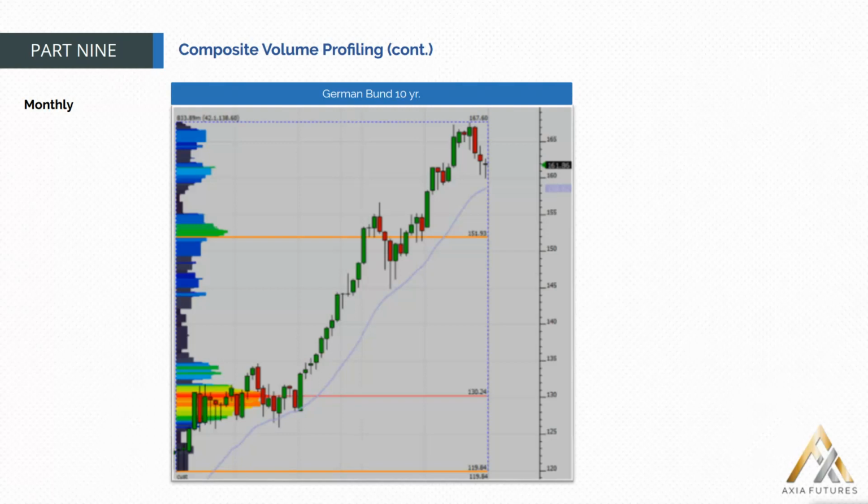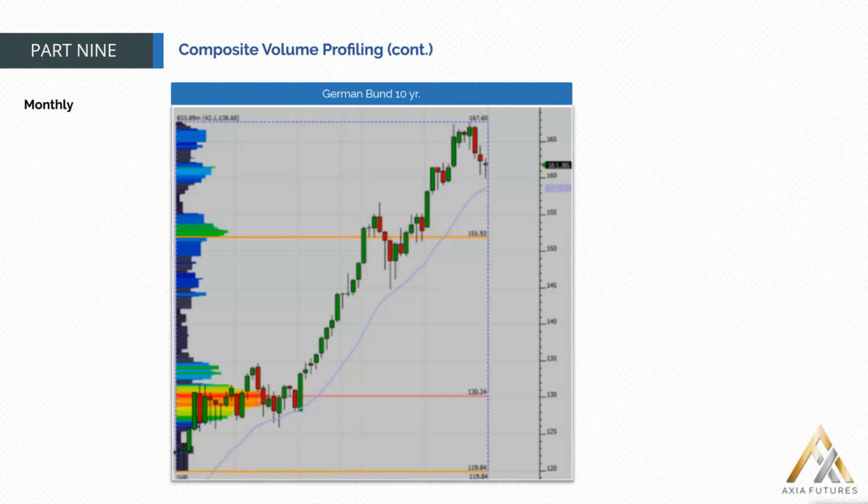So again, what we'd use this for, as a longer term picture, is, as you can see around the top orange line, that 151.93 area, we'd be looking in and around that area for potential support, for potential responsive buying to re-enter the market. Why? Because this was the point where the market accepted fair value on the way up.